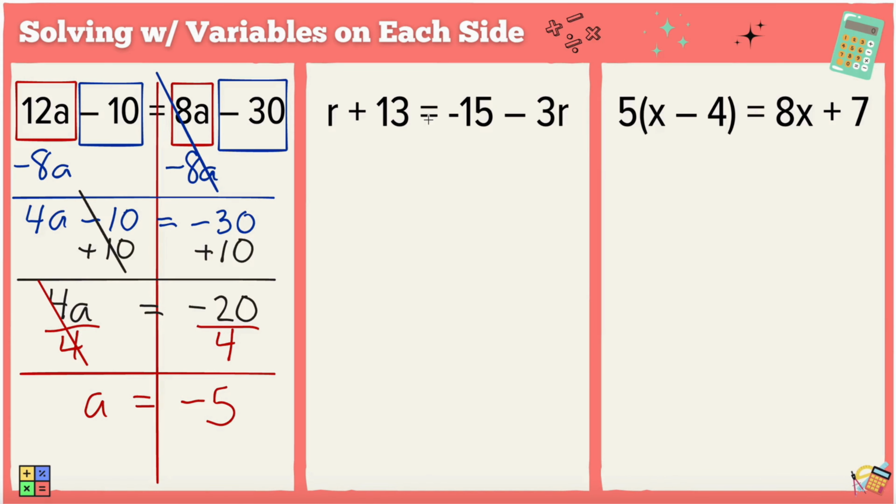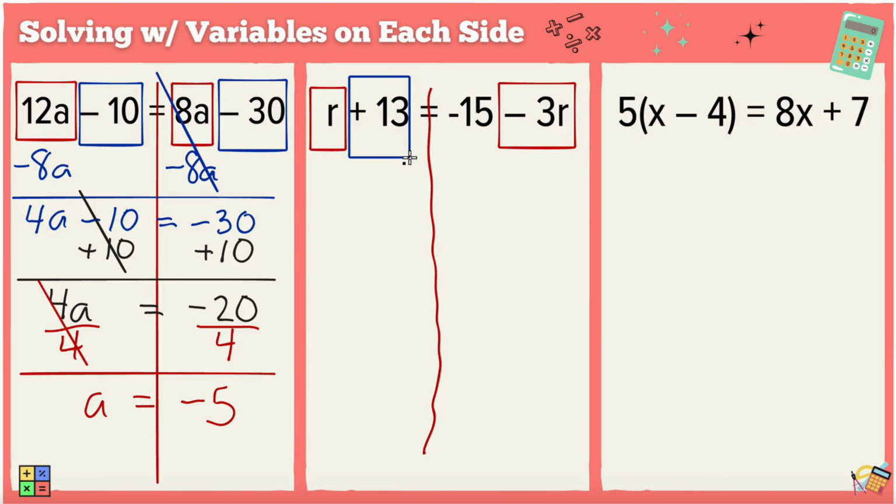Okay, let's go to the next problem. We see r plus 13 equals negative 15 minus 3r. Okay, first step, let's make our scale in order to make sure that everything is balanced. Now, we want to highlight our variables. We got r, negative 3r, and we also have positive 13, and we have negative 15.